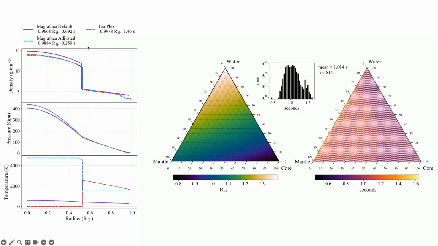It's fast. So this is a comparison between it and Exoplex, which is another kind of interior model. We basically get the same structure in terms of what the planet looks like at different distances, and it runs about 5 times faster to get through it. We have some tools for plotting, like these ternary diagrams, but this shows how long it takes to run a single model, which is a few tenths of a second.